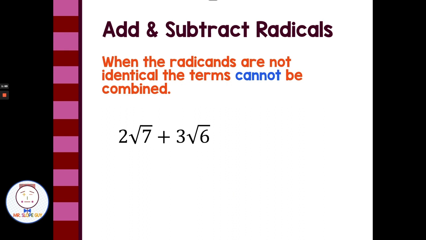So what if we have two radicands that are not the same? 2 radical 7 plus 3 radical 6. Well, 7 doesn't have any perfect square factors, and 6 doesn't have any perfect square factors, so they can't be combined. And we ran into this with like terms too. So 2 radical 7 plus 3 radical 6 is just 2 radical 7 plus 3 radical 6.